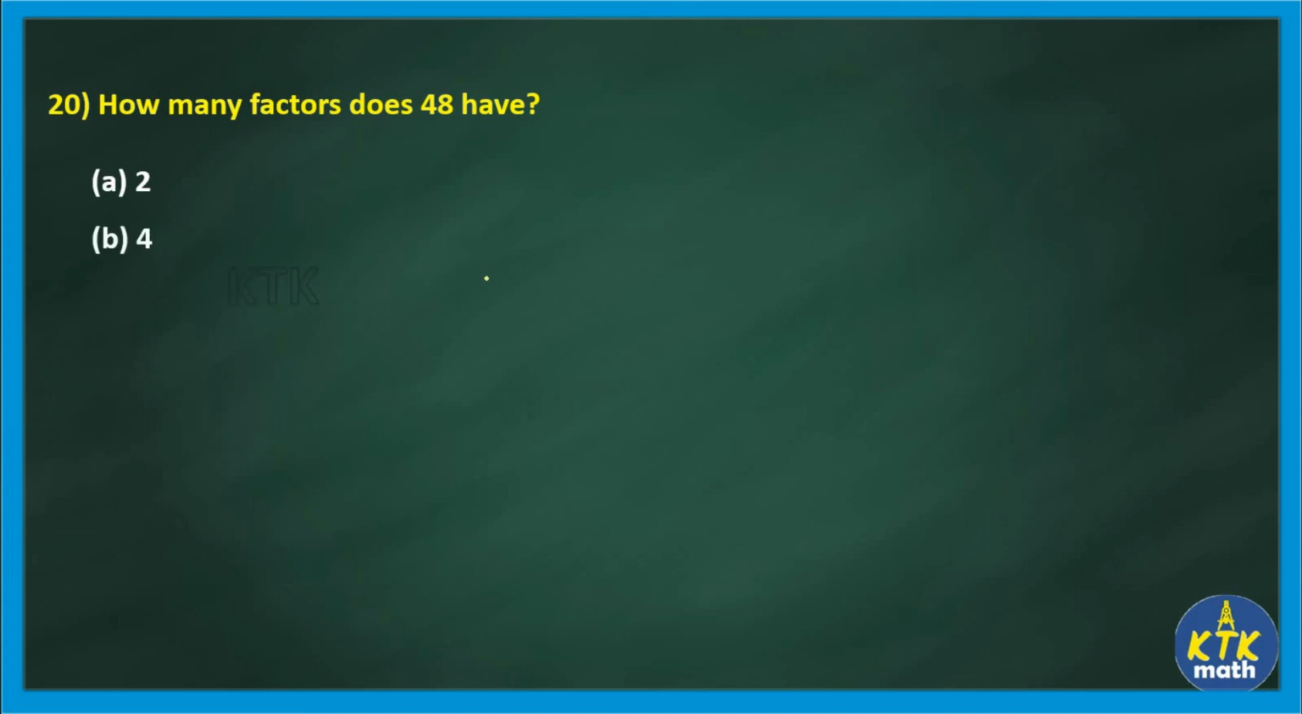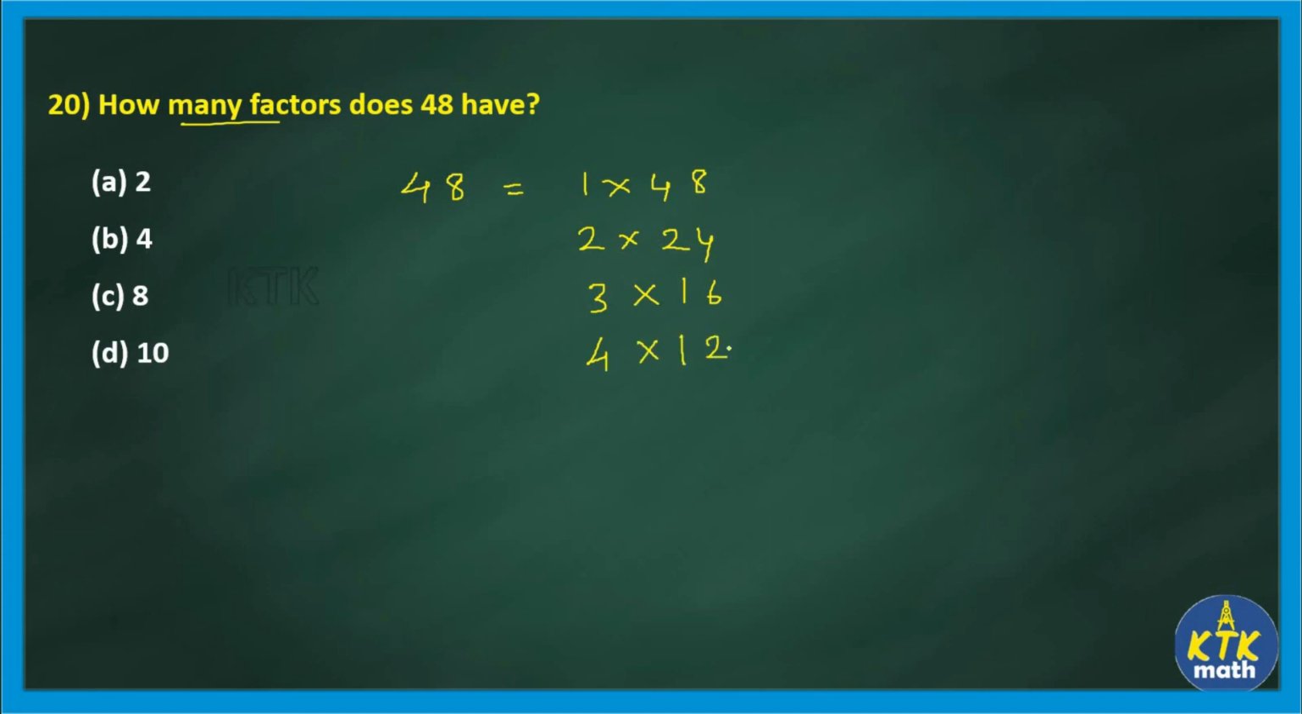Now this is the last question of this video, question 20. How many factors does 48 have? Okay, the number of factors they are asking, how many. So you can write 48 as 1 into 48 is one way, and you can write 2 into 24, and you can write 3 into 16, or you can write 4 into 12.